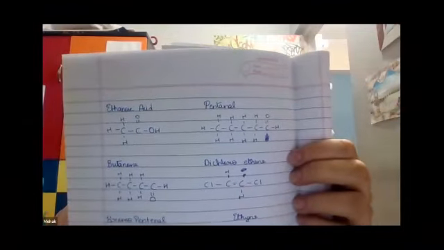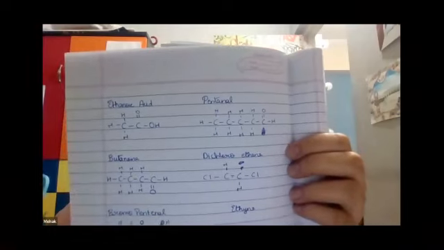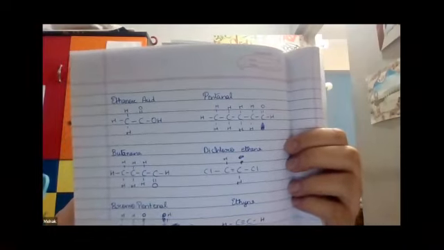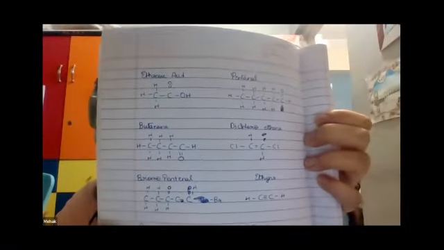Ethanoic acid, pentanal, butanone. Your butanone is incorrect. Check your butanone. Why is it incorrect? See, for the ketone group, the double bond oxygen should not be bonded to the terminal carbon. It should be bonded to any of the inner ones. So either you can make it with the second or you can make it with the third. So do that.